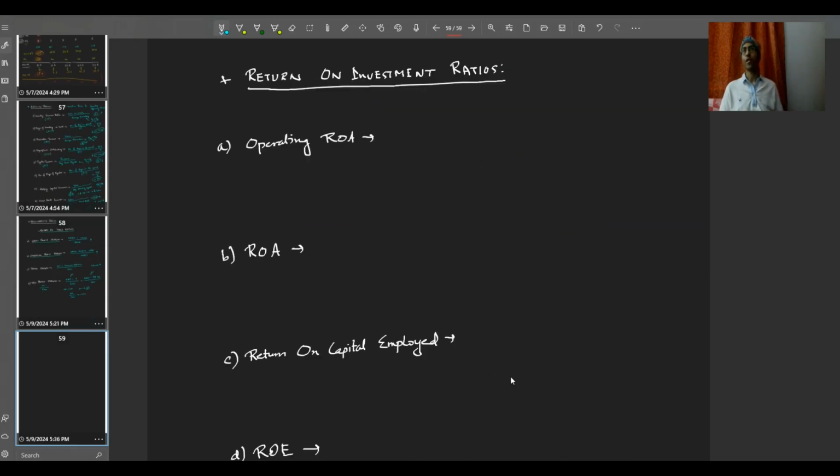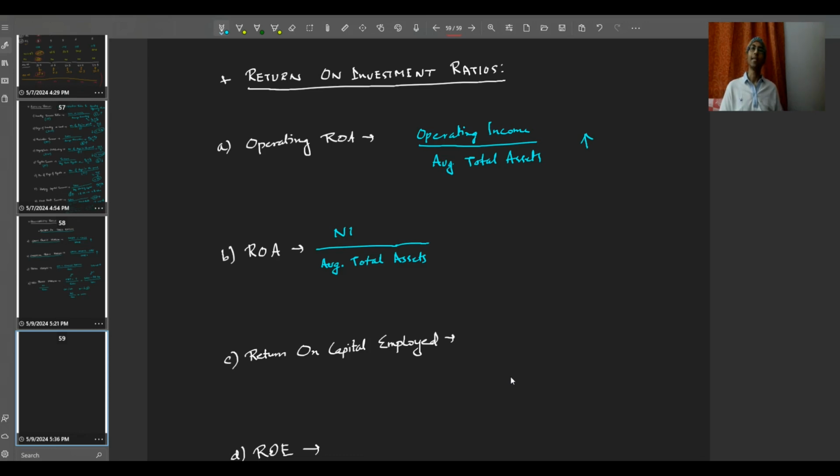Return on investment ratios. Now these are basically comparison of the profits with respect to the assets. Now the first one is operating return on assets. This is basically operating income divided by average total assets. Obviously, this number is desired to be high. Return on assets, this is basically net income divided by average total assets.